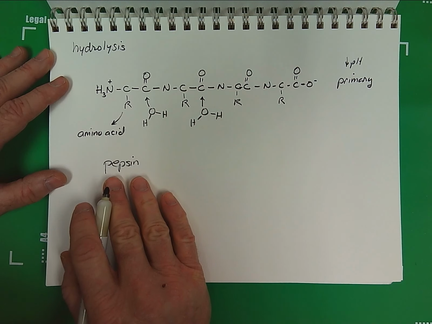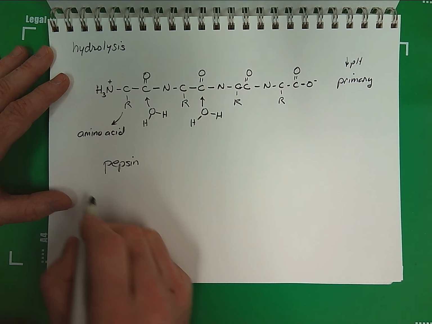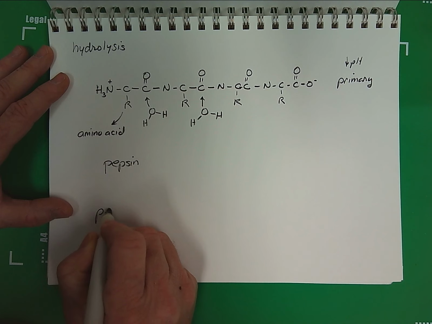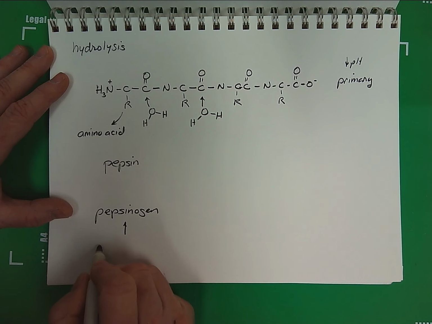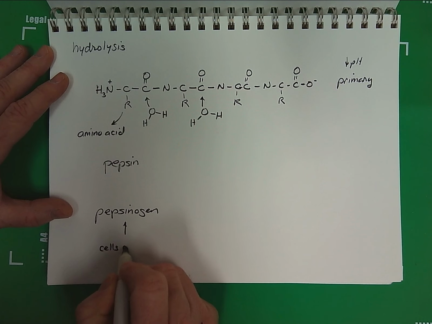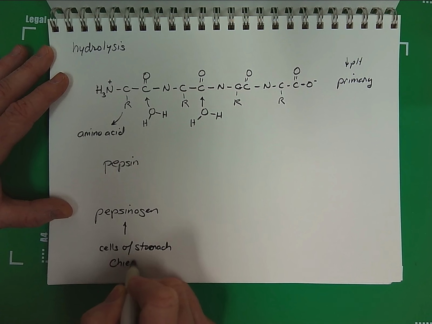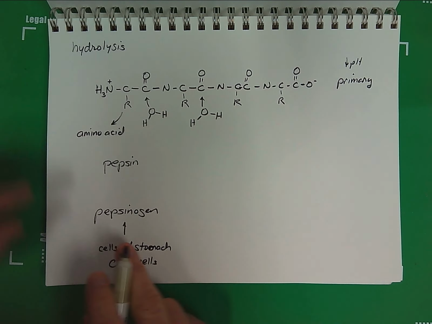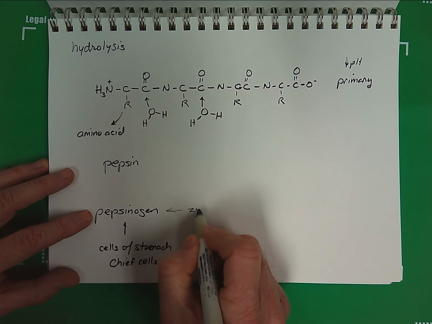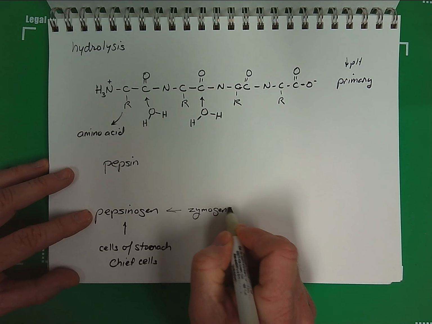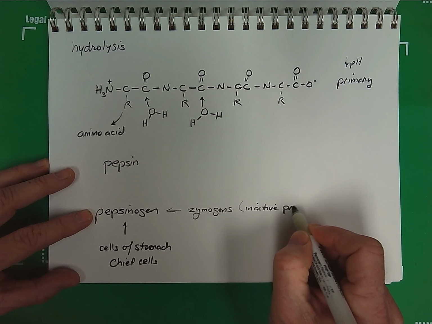Now, what prevents pepsin from doing any damage outside of the stomach? Well, that's because pepsin is synthesized by cells of the stomach. These cells are called chief cells, and it's synthesized as pepsinogen. Pepsinogen is considered generally class of zymogens. These are inactive proteases.